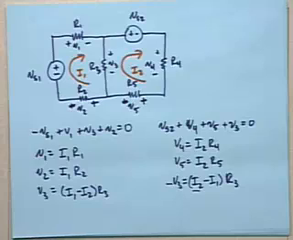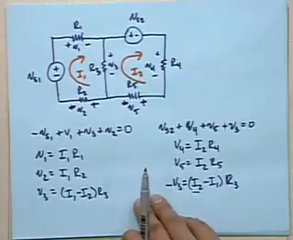So now we've got two simultaneous equations in terms of two unknowns, just I1 and I2. We simplify, we solve them simultaneously, and that gives us our answer. And all we have to do is plug in the various resistor values, and that gives us an answer.